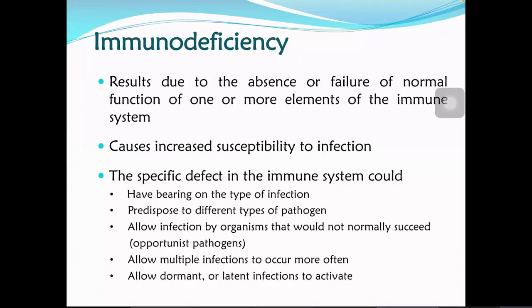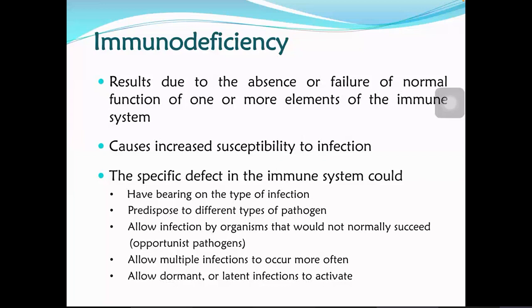Now, what is immunodeficiency? Immunodeficiency is a state that results due to absence or failure of normal function of one or more elements of the immune system. So there is either a total absence of one section, or it may be multiple, or there is a failure of normal function. Although the cells may be there, they may not be functioning normally. Basically, it will cause an increased susceptibility to infections in children.